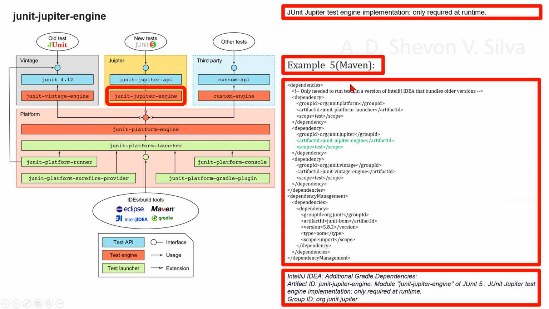As an example 5, we can consider this Maven segment for additional dependencies for IntelliJ IDEA. Here you can see artifact ID junit-jupiter-engine, module junit-jupiter-engine of JUnit 5, the JUnit Jupiter test engine implementation only required at runtime. This is in the group ID org.junit.jupiter.